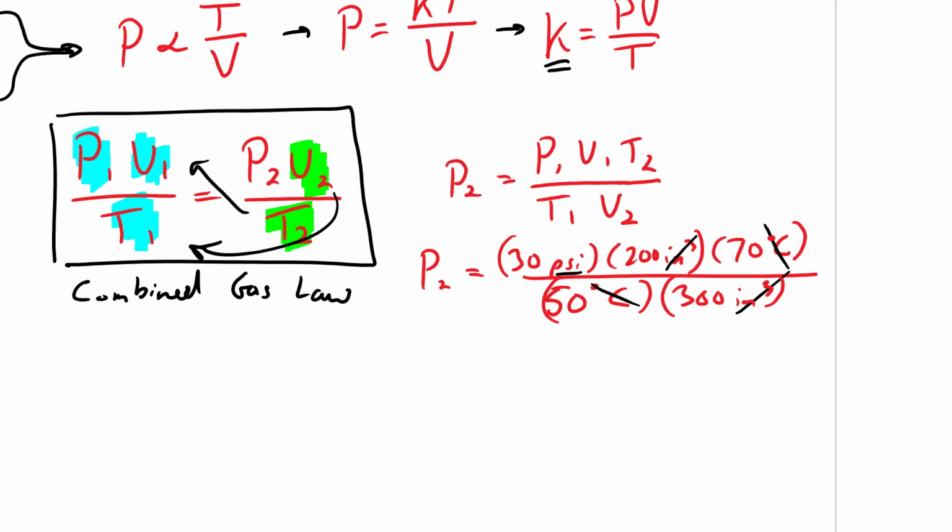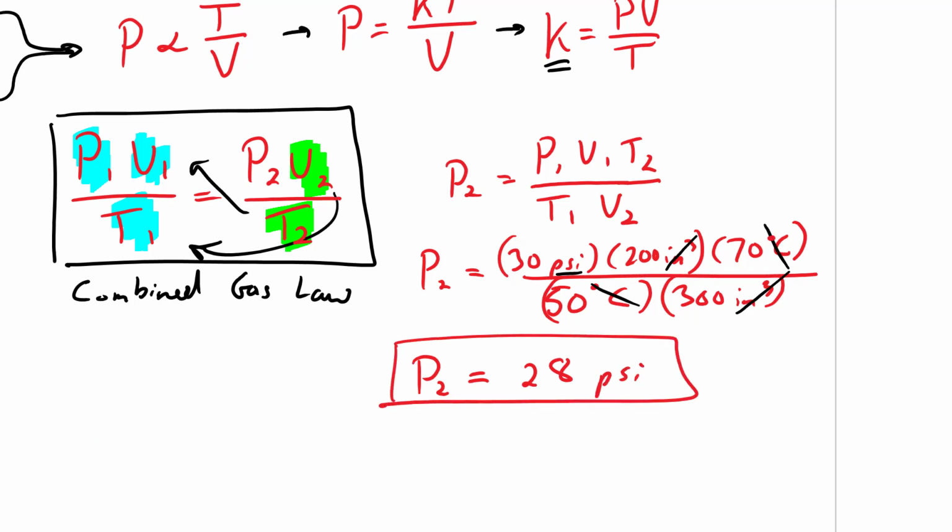Let's now solve this. Pressure 2 is equal to 28 psi. If you're dealing with significant digits, we could say that 30 was significant, that was significant, and that was significant, and that was significant. Let's say those are all significant, in which case you would round off to 2 significant digits, 28 psi. Therefore, the pressure was 28 psi.